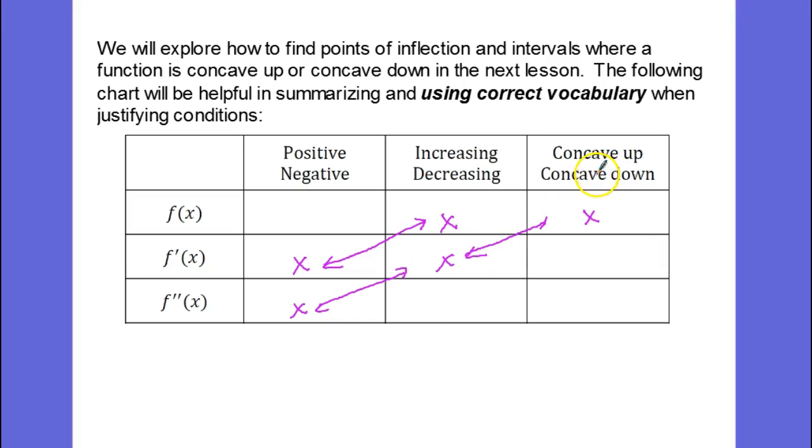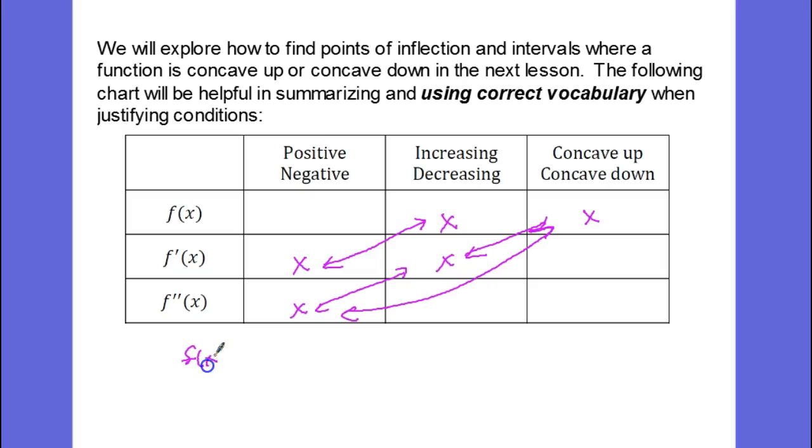Likewise, if f of x is concave down, f prime of x will then be decreasing and f double prime of x will be negative. And so we have a direct relationship between the function and the second derivative. Another way that you can do this is using the following memory device.